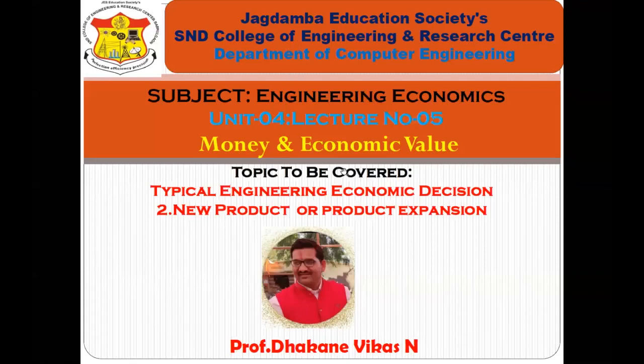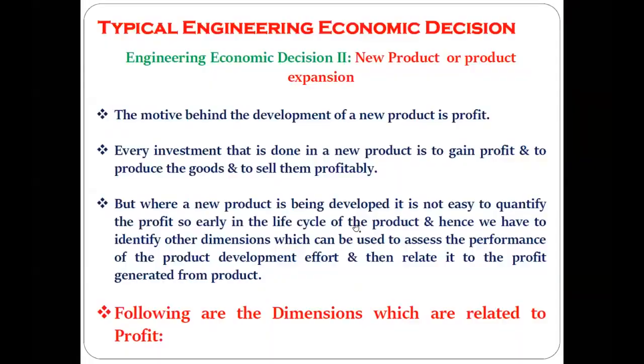Now, the second engineering economic decision is the new product or the product expansion. Totally, we have four engineering economic decisions. Yesterday we have seen one. Today we'll look at another, and tomorrow or in the next lecture we'll finish the remaining two. So the second engineering economic decision is about the new product or the product expansion.